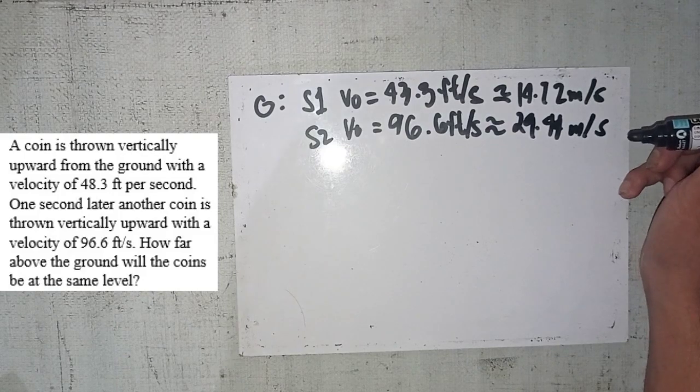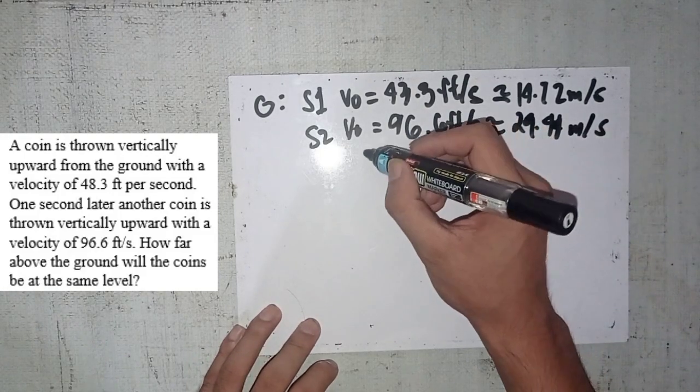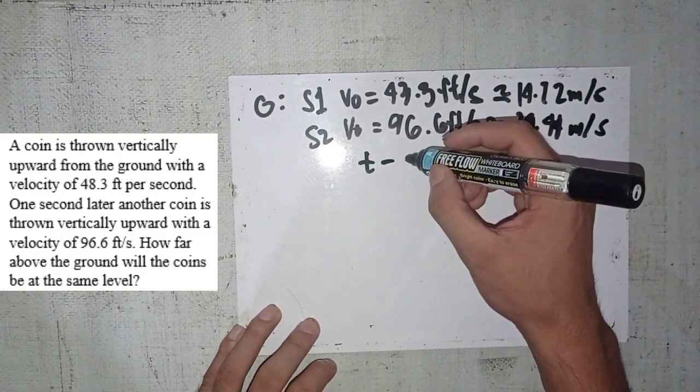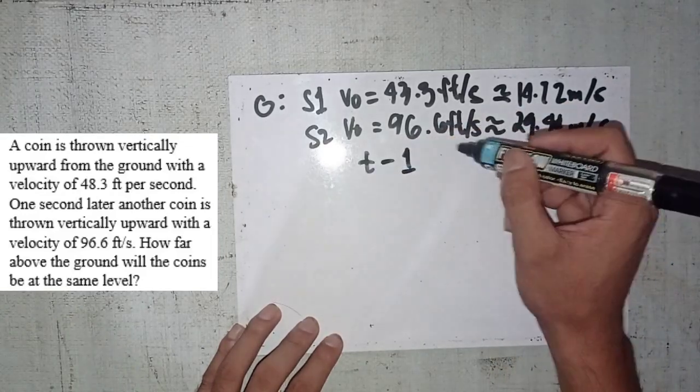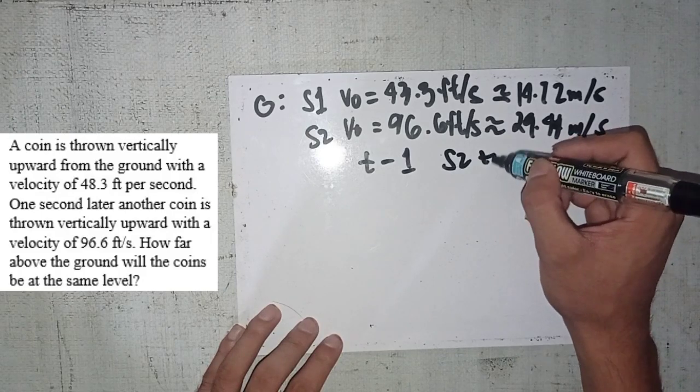and we have the given 1 second later. So let t be the time of the first stone, minus the 1 second delay for stone 2. So this will be stone 2 time.